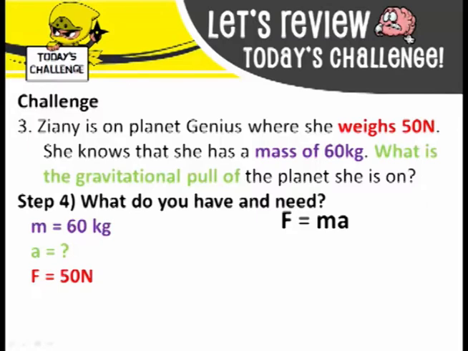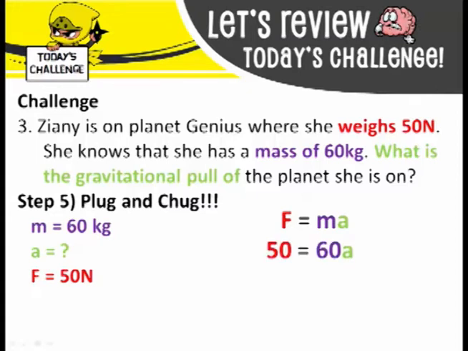Alright, and again this step's not really big for a one-step problem, and then we're going to plug and chug. We have 50 is equal to 60 times a. Divide 60 on both sides, and we're left with a is equal to 0.833 meters per second squared. So the gravitational pull on planet Genius is 0.833 meters per second squared, which is pretty weak. If you went on that planet and you tried to jump, you would jump really high, so there's very little gravity pulling you down.